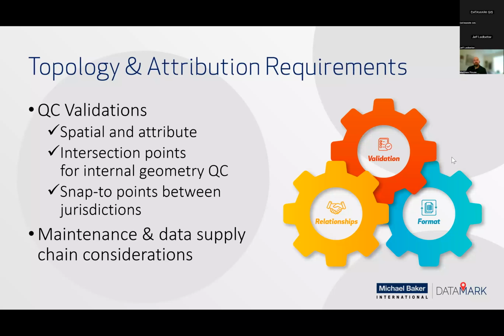One good methodology or tool to use in your QC validations is to create points at intersections. Where you have those node connectivity points, you can create points to make sure that you haven't missed a connection that should be connected, or that you haven't connected something that doesn't need to be connected. In addition to that, it's also a way to communicate that friction if necessary.